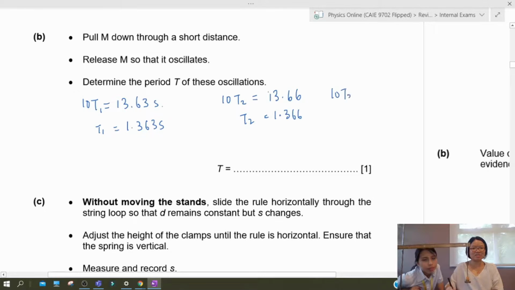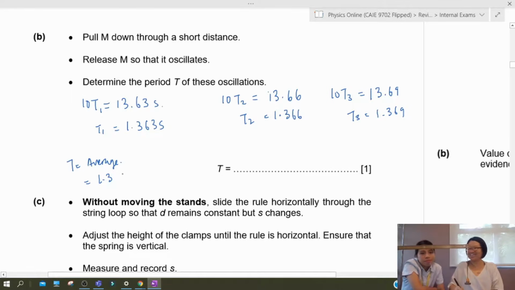Then 10 T3 will be, let's say, 13.69. Then you find the average. Because our range is symmetrical, our average is just 1.366.